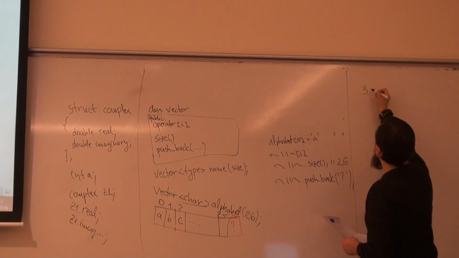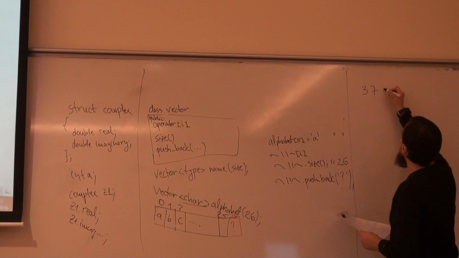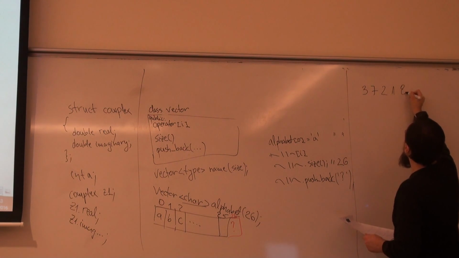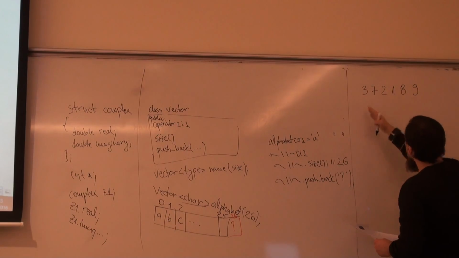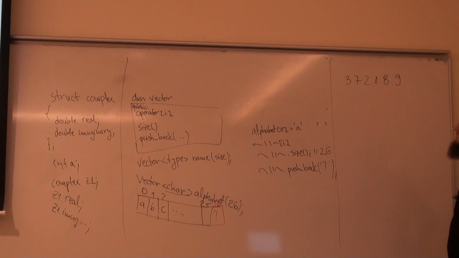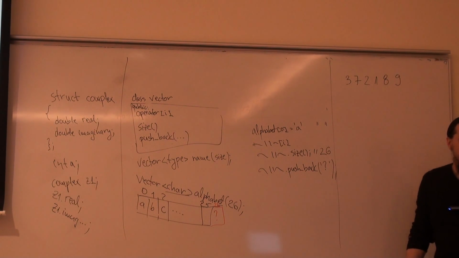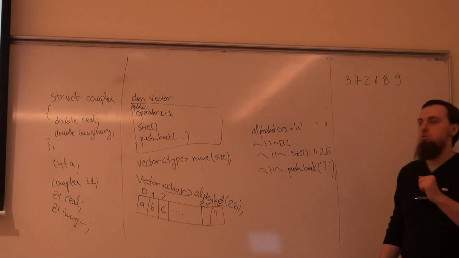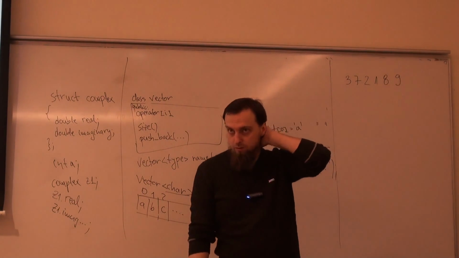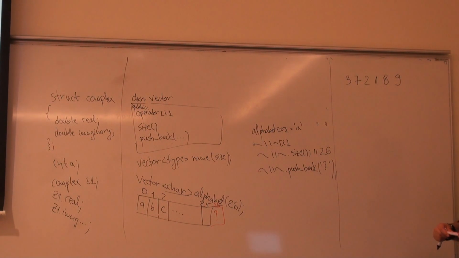So let me give a sequence of one-digit numbers: 3, 7, 2, 1, 8, 9. And in the end, I want them in increasing order, ascending order. I want them sorted. Basically, what I want is to get in the end 1, 2, 3, 7, 8, 9. So can you come up with an algorithm to do that? We're going to do this during the third lecture today, if I'm not mistaken. How are you going to do that? With a program, actually.